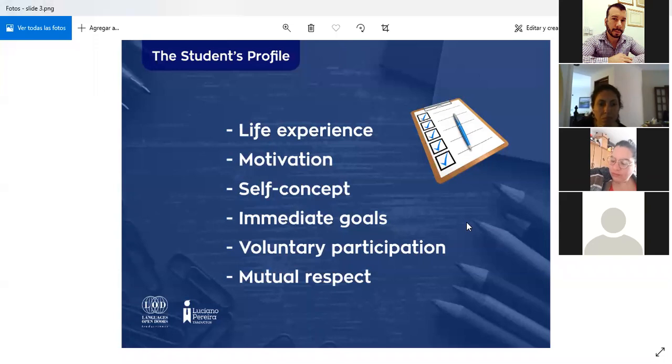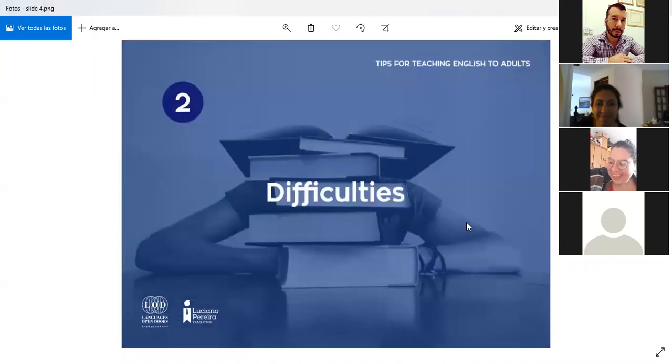Okay, bueno, let's move on. Now we're going to talk about the difficulties. What do you think? Conversen conmigo. What do you think the problems are here in this process of learning, of teaching? What are the challenges that these students may find here? What do you think?